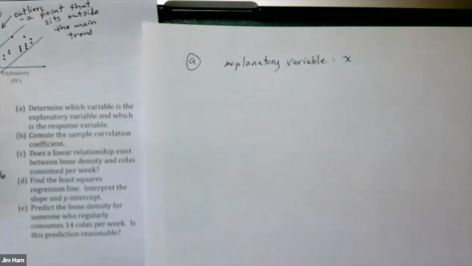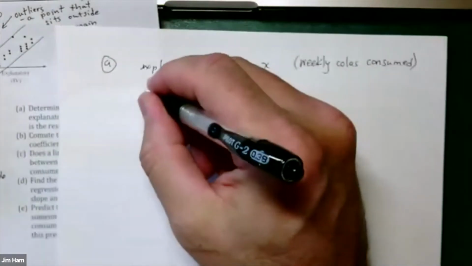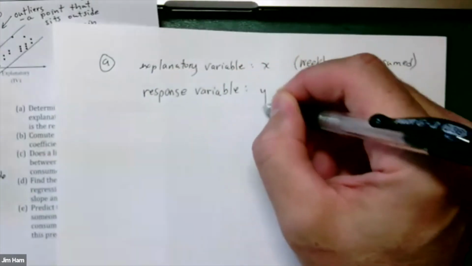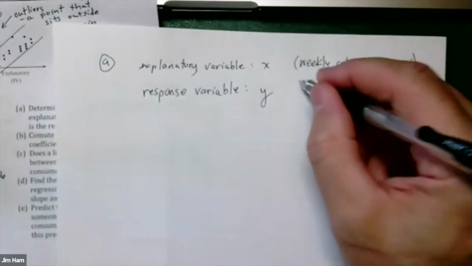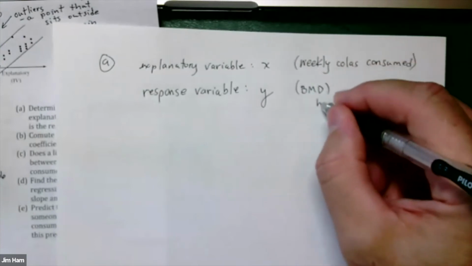What would explain the low bone mineral density? What would explain that would be the X, the number of colas someone consumes each week. So X is the explanatory variable. And in this case, it's the weekly colas consumed. The response variable is always going to be the Y. Okay? And for us, it's the bone mineral density, bone strength.